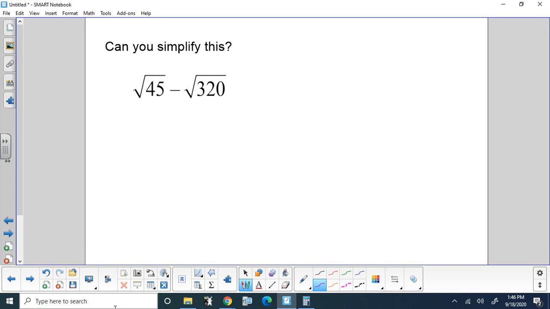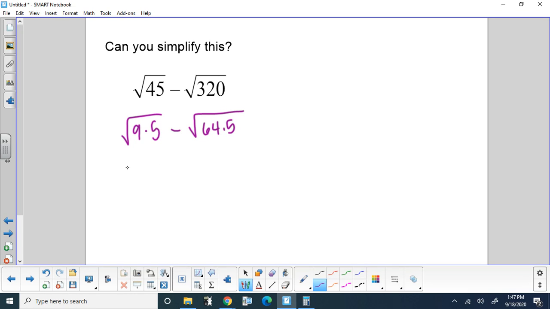I have one last example for us today, and that is simplifying a problem like this. Notice that right now the radicals do not match, but I can see some perfect squares, so I'm going to simplify this. For example, 45 is 9 times 5. And 320 is 64 times 5. If you didn't know that one, don't worry, grab your calculator.